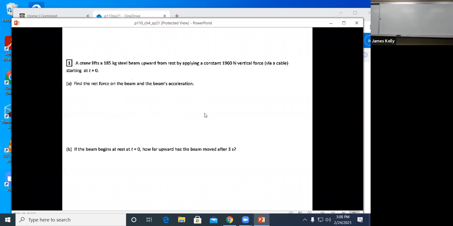and the beam's acceleration. And then once we find the acceleration, we'll find out the acceleration's constant because all the forces are constant. And then we can do a little kinematics problem. How far upward has the beam moved after 3 seconds, right? We're given a delta t, and we want to know maybe a delta y. As long as acceleration is constant, we can do that with kinematics.